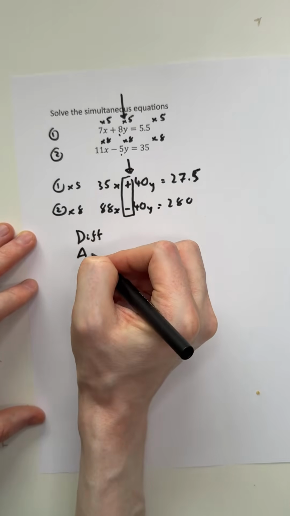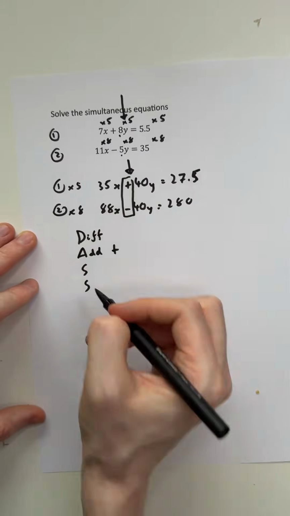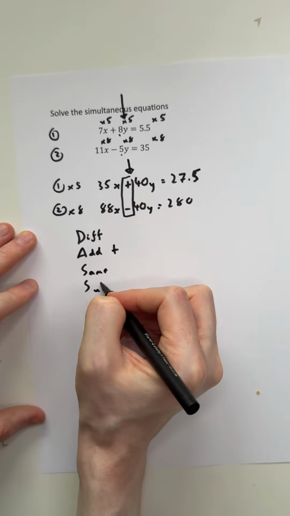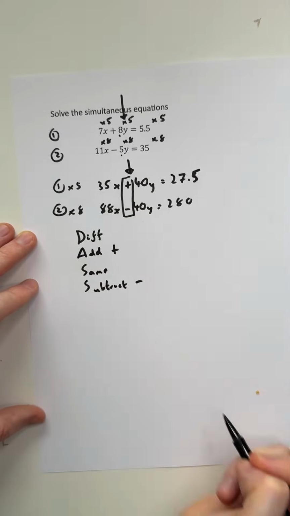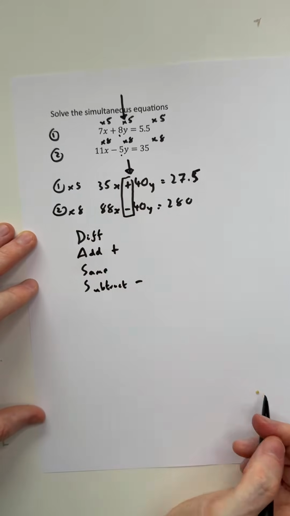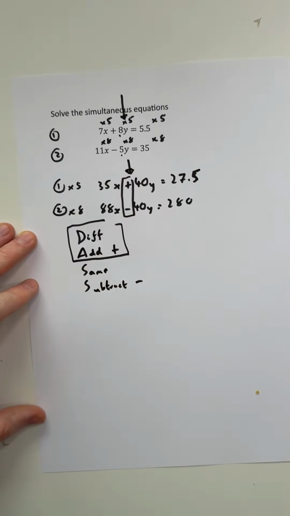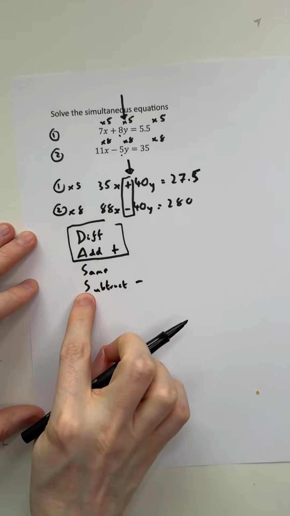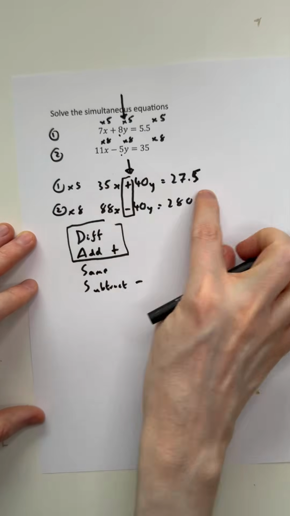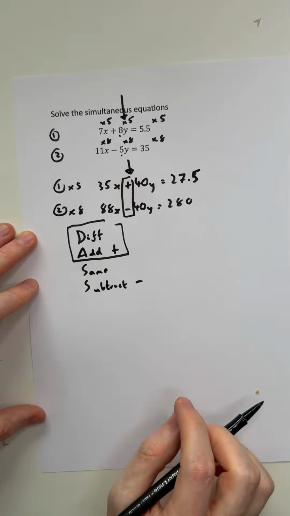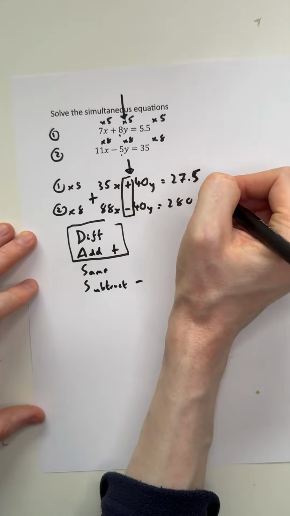If you've got different signs, you add the two equations. If you've got the same signs, you subtract the two equations, or you take them away. So different means you've got one positive and one negative in any order. Therefore, we're going to add the two equations. If they're both positive or both negative, you have to subtract. Here, they're different. So we add everything on the left and everything on the right.